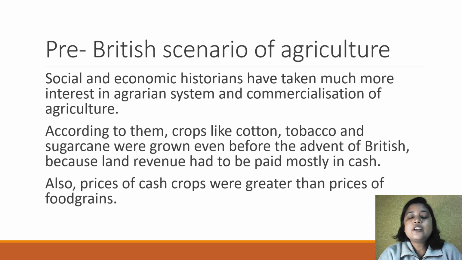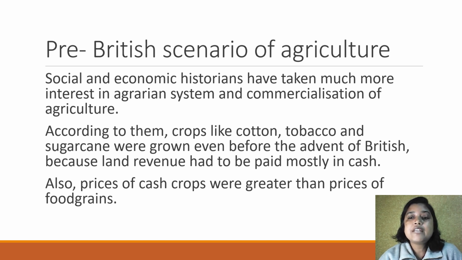Now, let us look into the pre-British scenario of agriculture before we move into how the Britishers commercialized agriculture. Let us look into what was the state of agriculture before the British came to India. Now, social and economic historians have taken much more interest in agrarian system and the commercialization of agriculture. Let us see how they viewed agriculture. According to them, crops like cotton, tobacco, and sugarcane were grown even before the advent of British because land revenue had to be paid mostly in cash. And also, prices of cash crops were greater than prices of food grains.